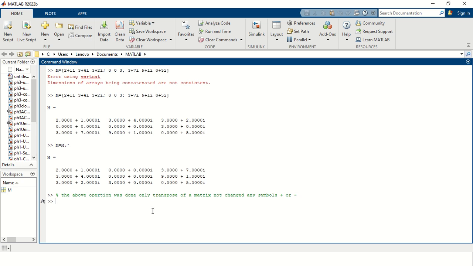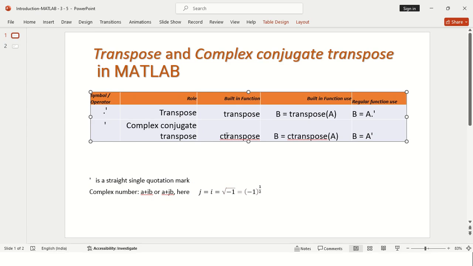But now I am going to use the second one, the conjugate transpose. See, C transpose, right? We have C transpose, that is equal to just a single quotation mark. So I am using this function for simplicity. Yes, I will use this one also.